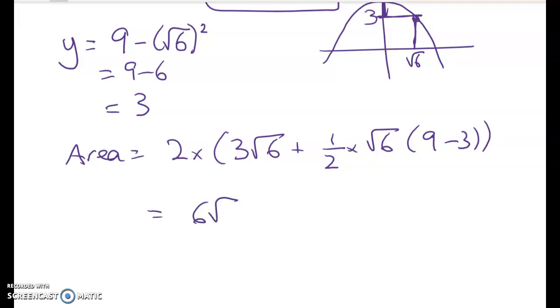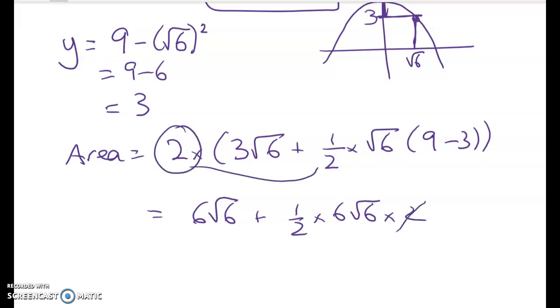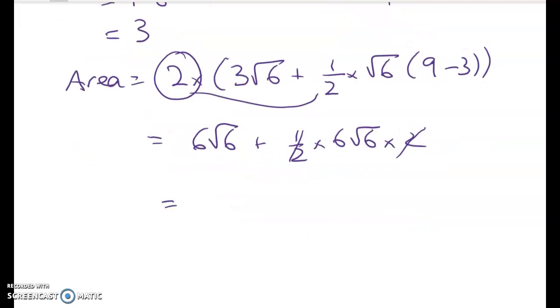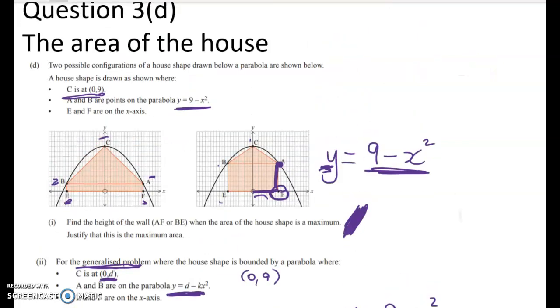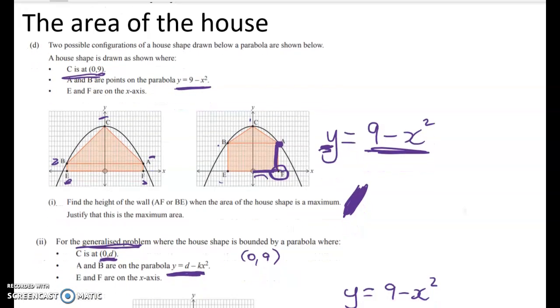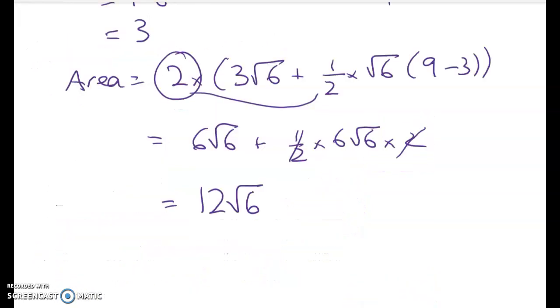All right, so we've got a whole lot of cleanup to do. So here we've got 6 root 6 plus a half times 6 root 6 times 2, right? So they go. So we've got the area is equal to 12 root 6. And again, go grab your calculator and work out what that is. Now, I don't remember if we were told units. Let's check. Well, it's probably meters squared if it's a house, right? But they haven't said. So we're fine. We can just put units squared. Obviously, if you're building a house, this is not much use to you, but it's nice to keep it in an exact answer until the very end.